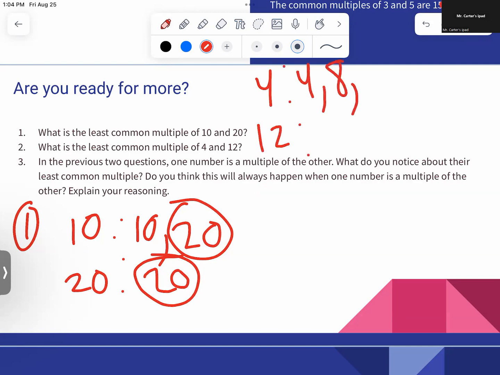4, 8, 12. 12. Okay. So what we see here, look at number 3. The previous 2 questions, one number is a multiple of the other. And what you should have noticed about their least common multiple was that it was actually just the bigger number. And that would be true anytime you have the bigger number being a multiple of the smaller one.